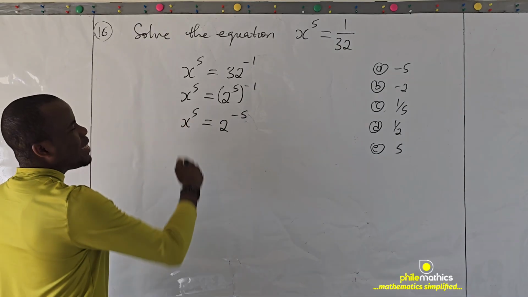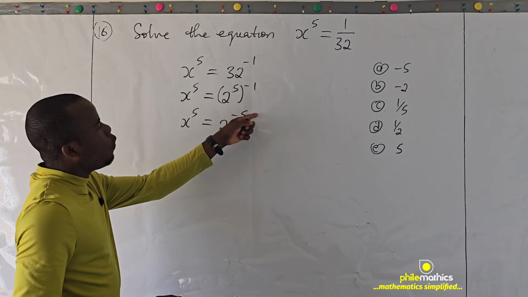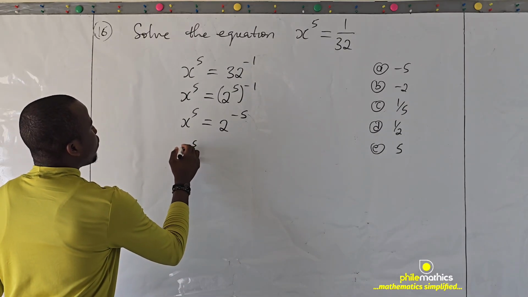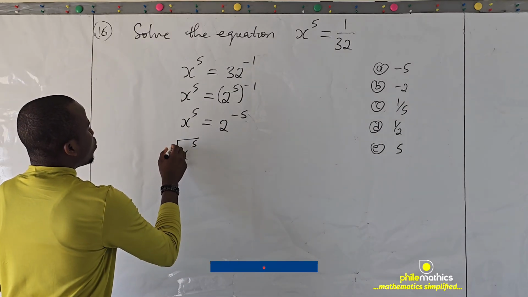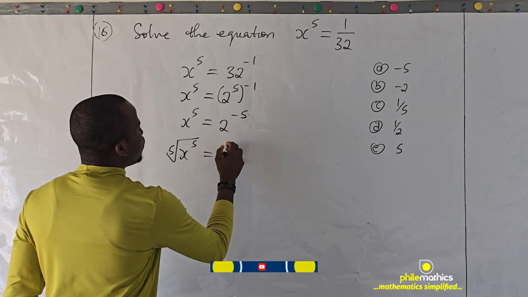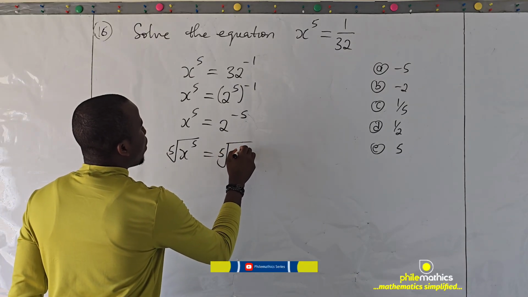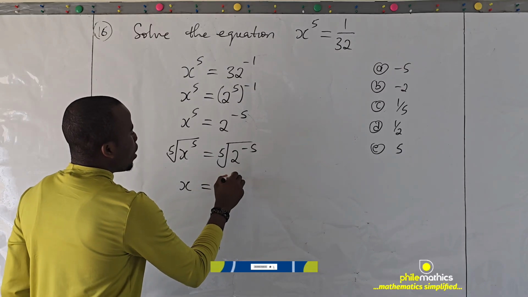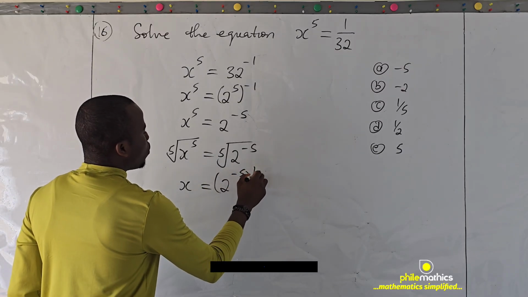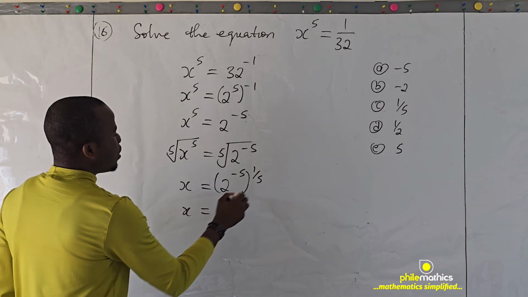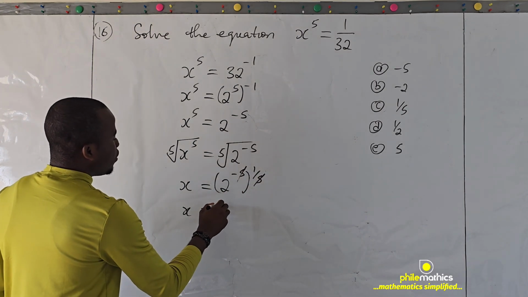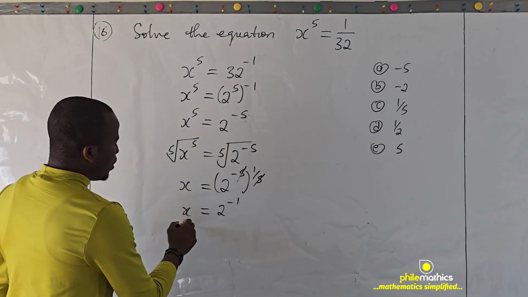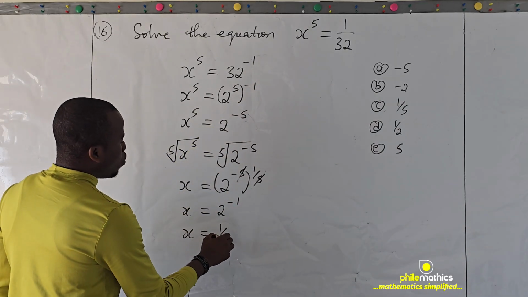At this point, I can take the fifth root of both sides to find what x is. And this will give me x to the power 5 to the fifth root, which is the fifth root of 2 to the power minus 5, and I'll have x. Fifth root is the same as 2 to the power minus 5, to the power 1 over 5. So my x is, 5 can cancel this. Now I'm having 2 to the power minus 1. And 2 to the power minus 1, just what we did here, is simply 1 over 2.